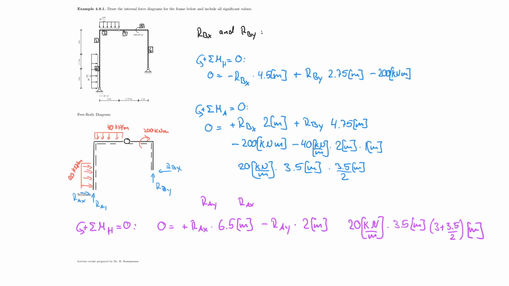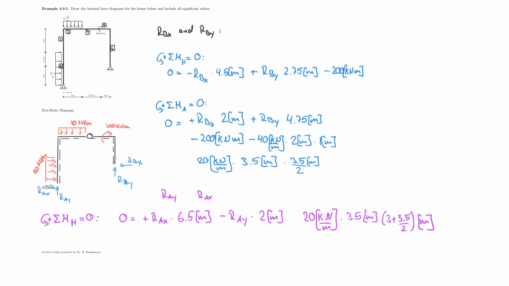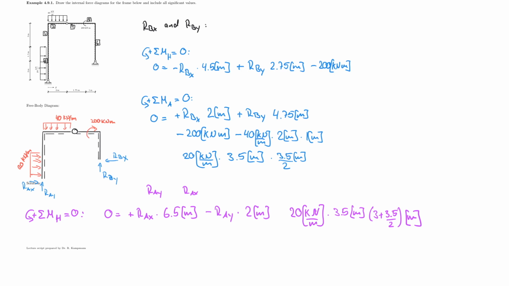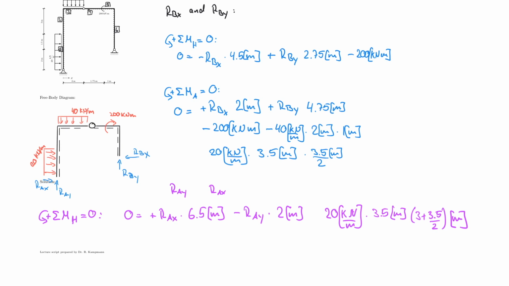But I'm not done yet. I have to include the 40 kilonewton. So let's do that. Maybe I can get that in the same line here. That is maybe not the best idea. So 40 kilonewton per meter multiplied by 2 meters. That's the distance it's acting over.